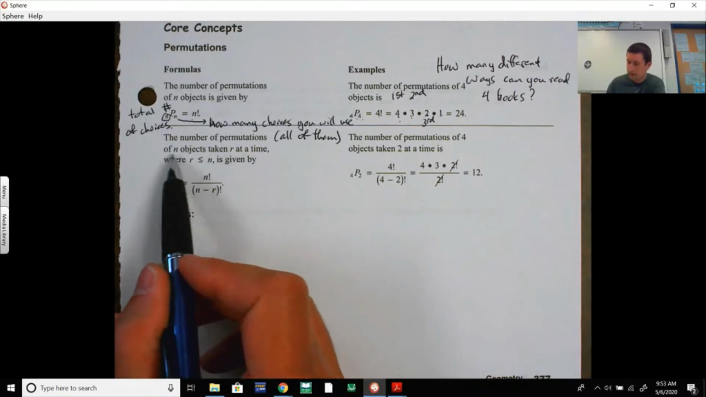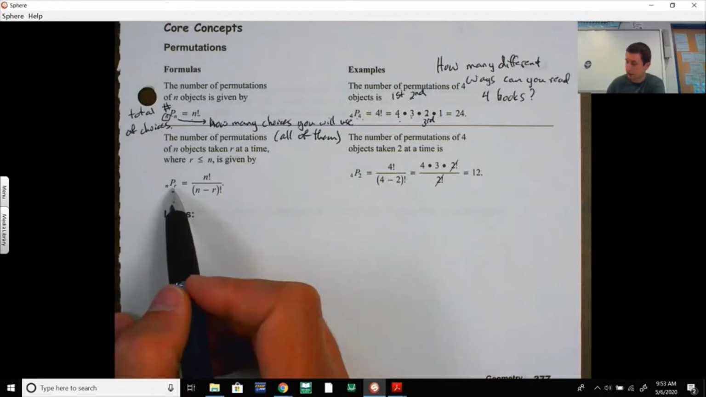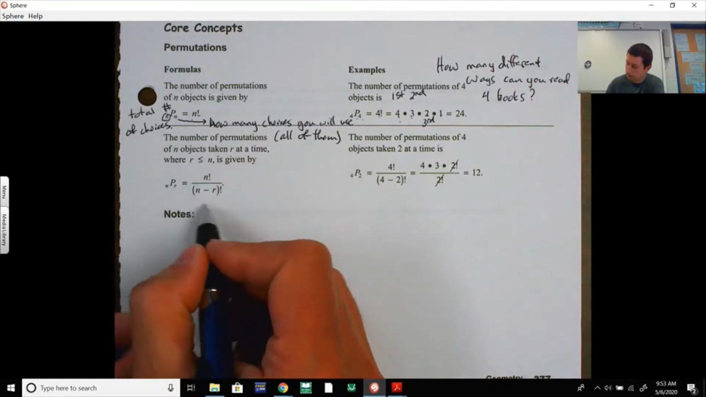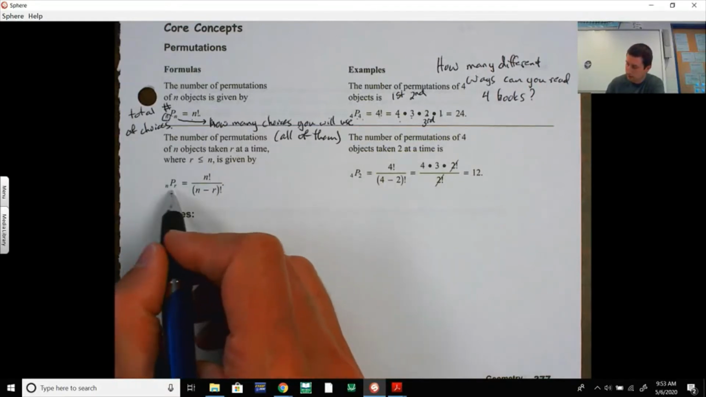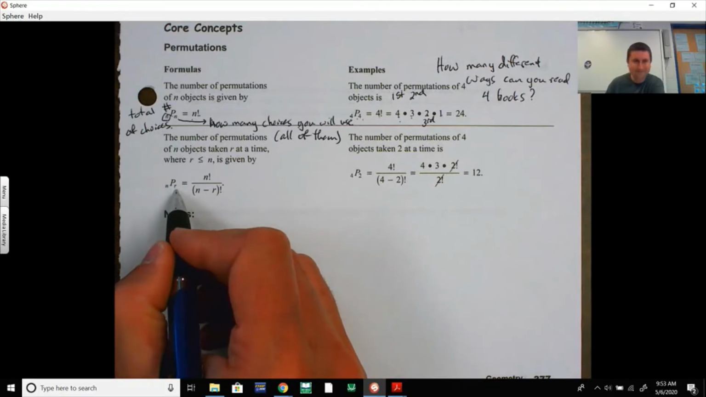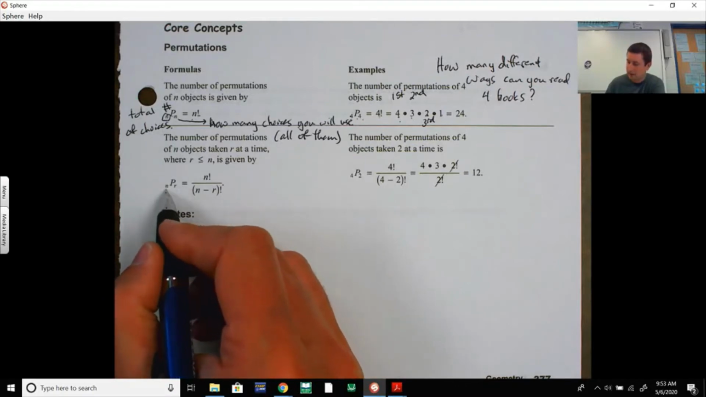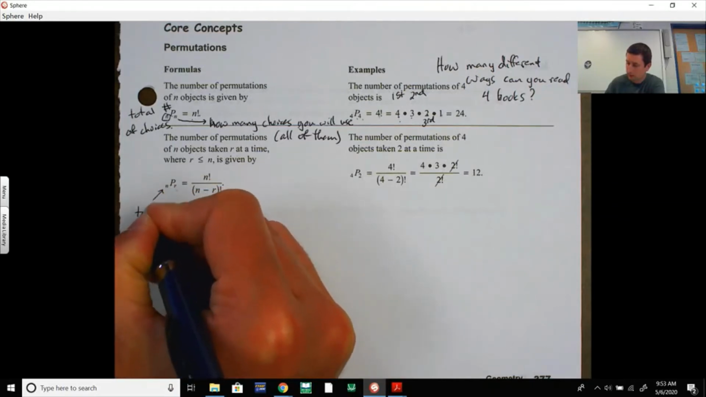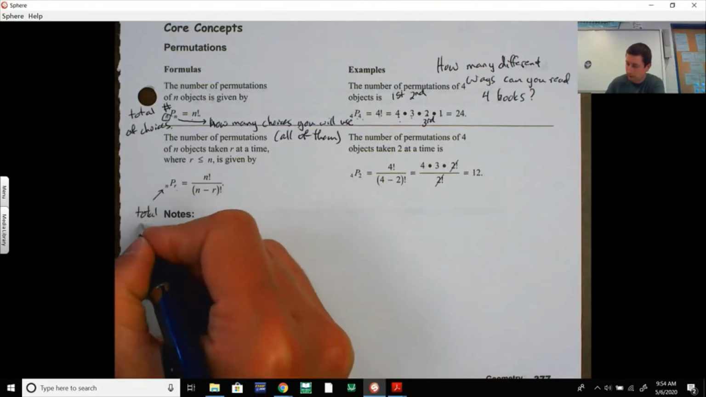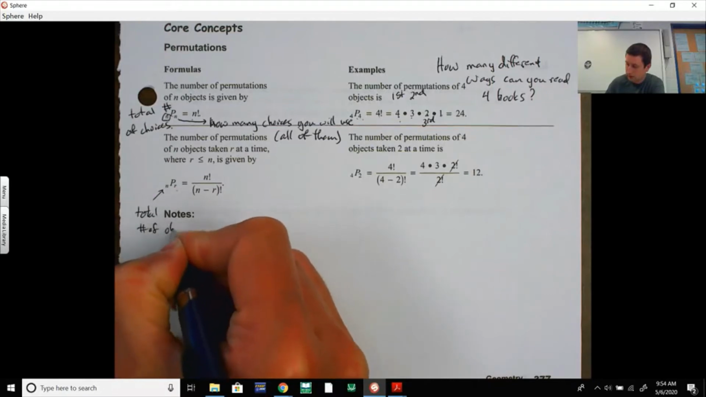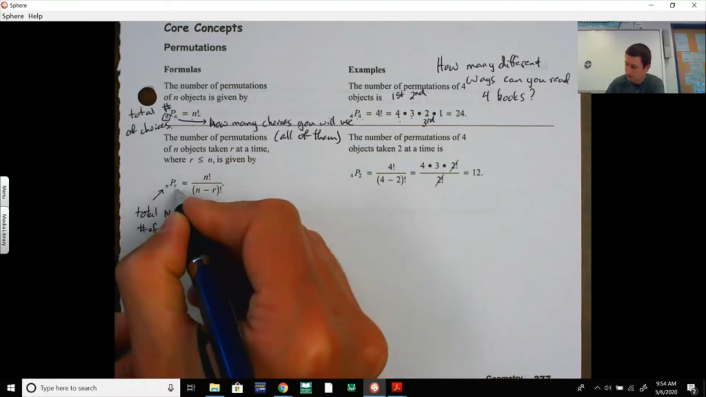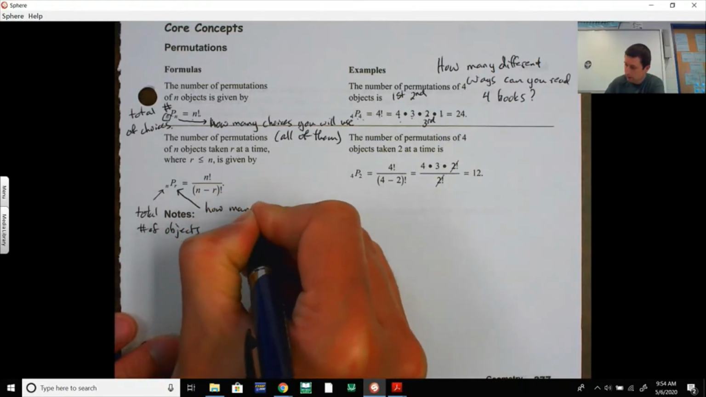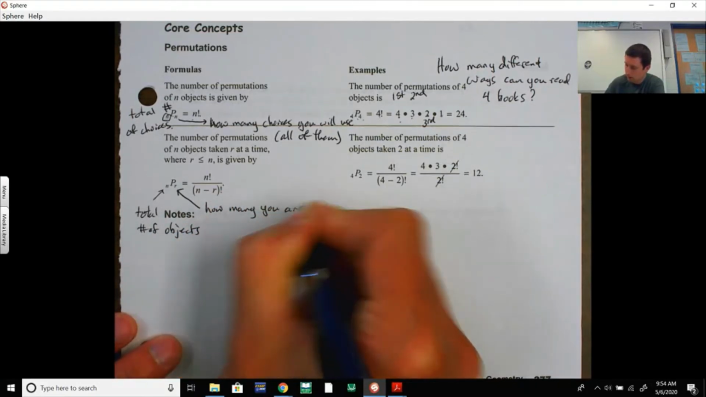Now let's say you have n objects taken r at a time. So this is when r is less than or equal to n. Okay, so here's your formula right here. So n objects taken r amounts of time. So again, this n is the total number of objects. The r is how many you are selecting.